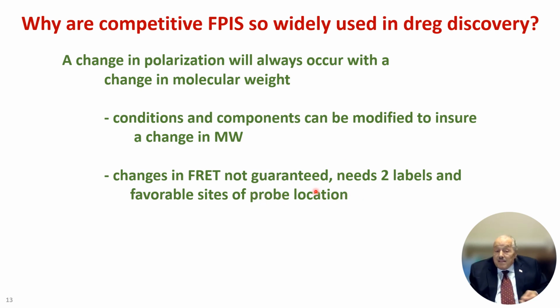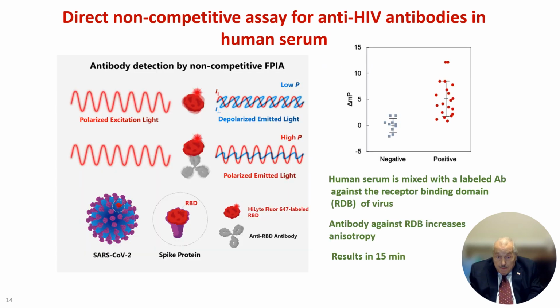You can't guarantee this with something like FRET, because with FRET, first of all, you need two labels, and secondly, they could be close together in the complex or far apart in the complex. So a FRET assay is not guaranteed, but a change in polarization will always occur, and the polarization assays, being ratiometric measurements, can be quite accurate. Some of the ones I'll show you seem to have very low changes in polarization, but I'm sure that will be improved in the future.